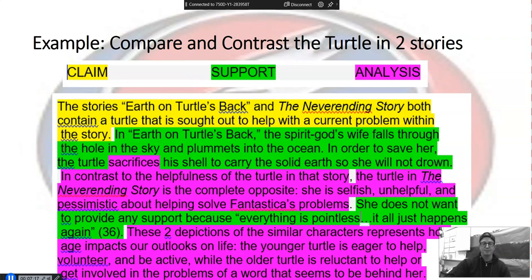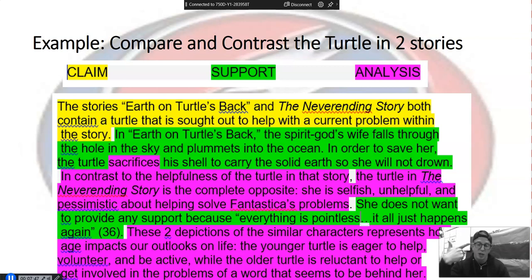Boom! Look at that. So the yellow is claim, the green is support, the purple is analysis. Okay. So the first part is claim. The stories Earth on Turtle's Back and The Never-Ending Story both contain a turtle that is sought out to help with a current problem within the story. That's the main idea. They both deal with turtles that are there to or consulted to help.